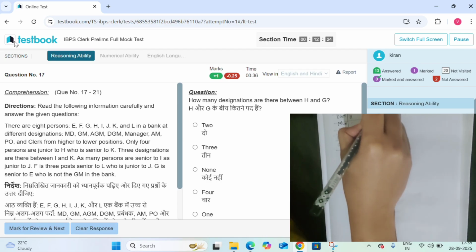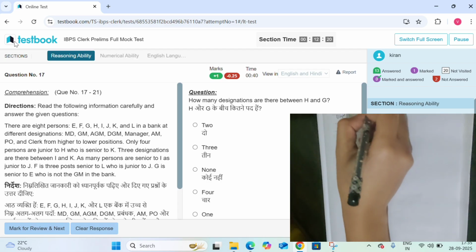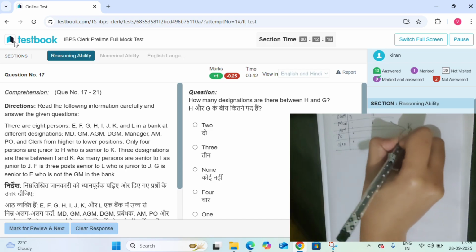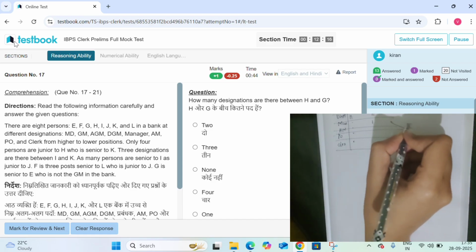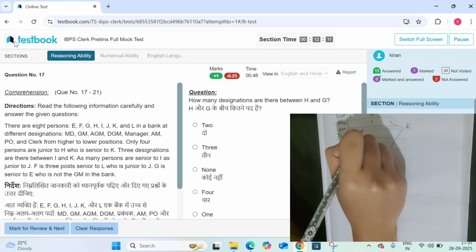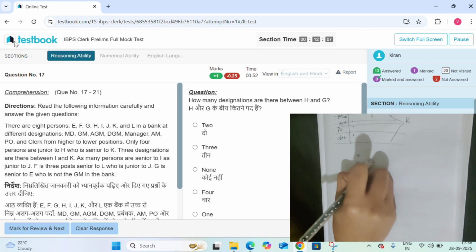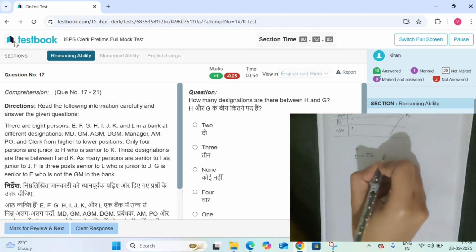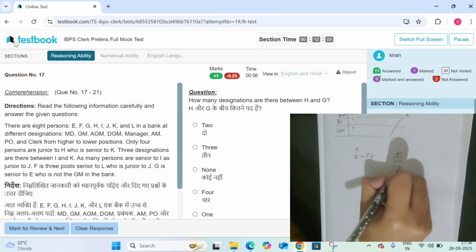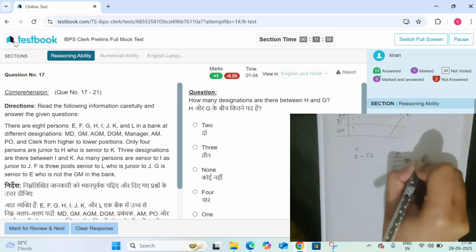Who is senior to K? That means K should be here. 3 designations are there between I and K. So there are many possibilities for K. As many persons are senior to I as are junior to J. Correct? F is 3 posts senior to L: L, 1, 2, 3. And who is junior to J? L is junior to J. That means J and the L.